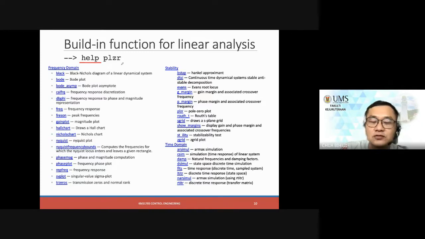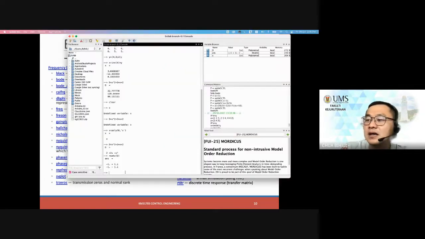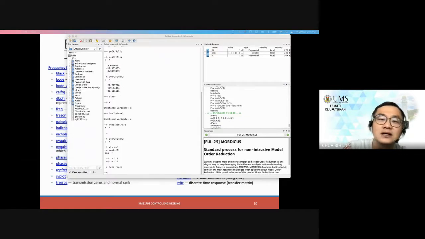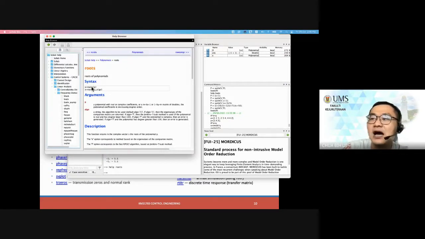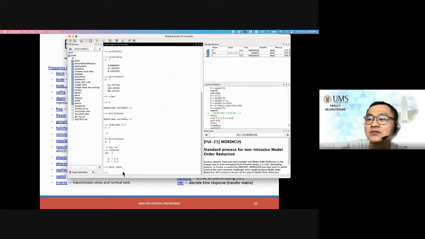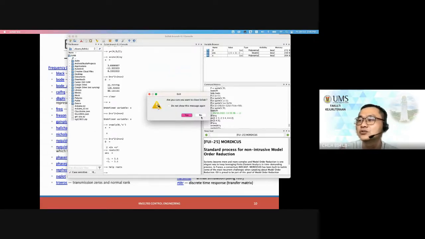For example, now you're not sure how to use roots. You just type help roots. Then it will display a help browser for you, telling you how to use roots, how it accepts the parameters and so on. They will list out all the things for you. Just type help and the function, then it will tell you, right? So any questions about the software now? No, sir. Okay, that's great.